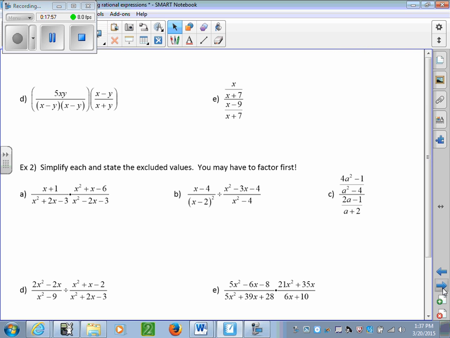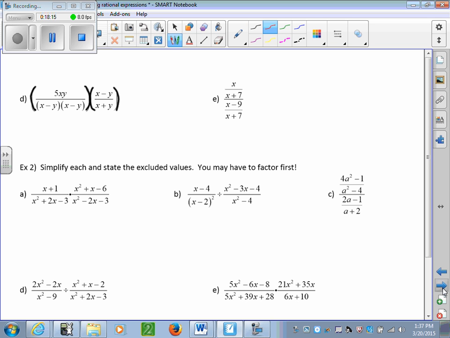Let's see. All right, we're going to skip the next one. Well, next one's pretty easy. It just looks a little different, right? But all I'm really doing here when I have parentheses is I'm multiplying, okay? So don't let that fool you where it looks different. All I'm doing is multiplying.